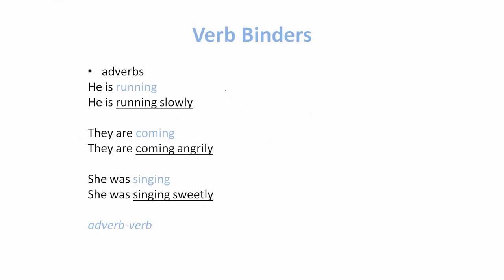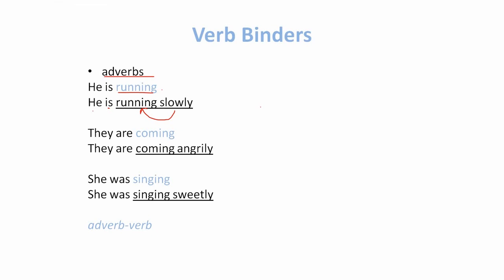So verb binders, the next one is adverbs. Why is an adverb a verb binder? Let's see here and you'll understand better. He is running. Running is a verb. Now he is running slowly. Slowly is binded with running. It's not binded with "is". It's not binded with "he". The word slowly exists in this sentence for running. An adverb defines a verb. An adverb cannot be without a verb.